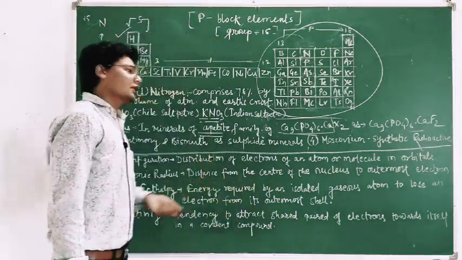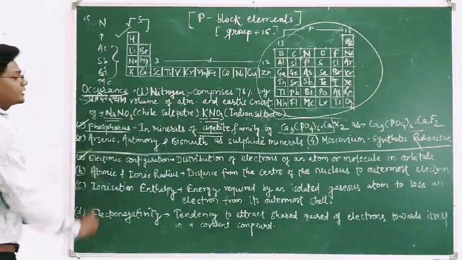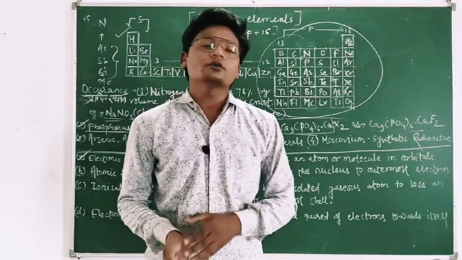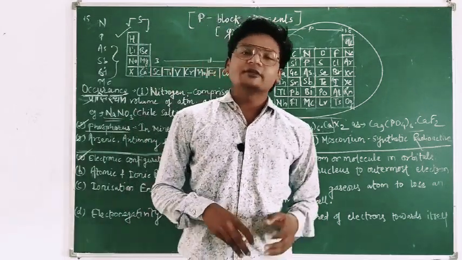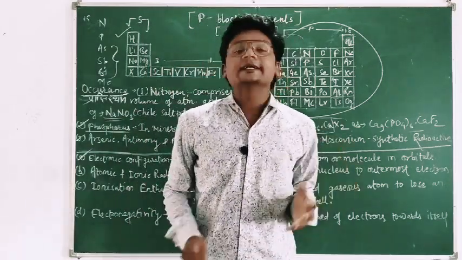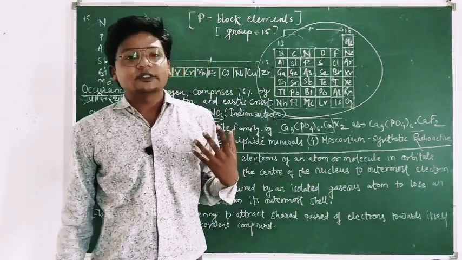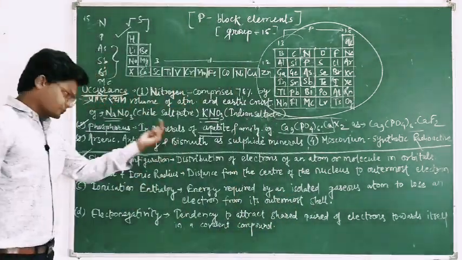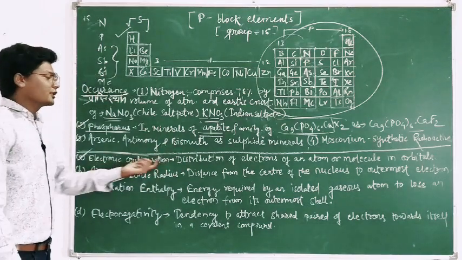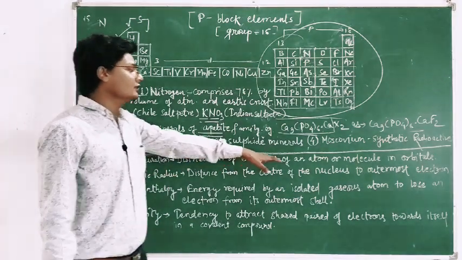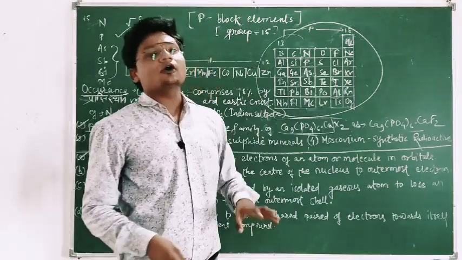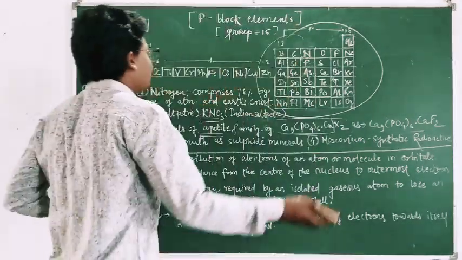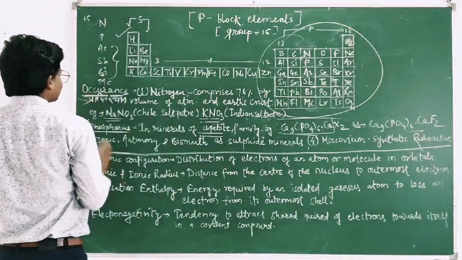Okay, some of those are here. The first one is electronic configuration. What electronic configuration is, you all know it very well. In class 11th, we have studied it in detail, what electronic configuration is and how it is made. So here is the definition of electronic configuration: distribution of electrons of an atom or molecule in the orbitals. How electrons are distributed in an orbital is known as electronic configuration.